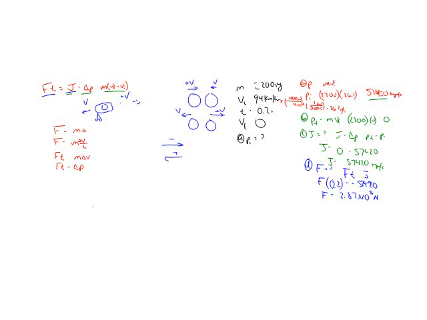So here's the first one. A 1,500 kilogram car hits a wall with a velocity of 20 meters per second and it immediately comes to rest. What is the final momentum? Notice it says, what's the final momentum?